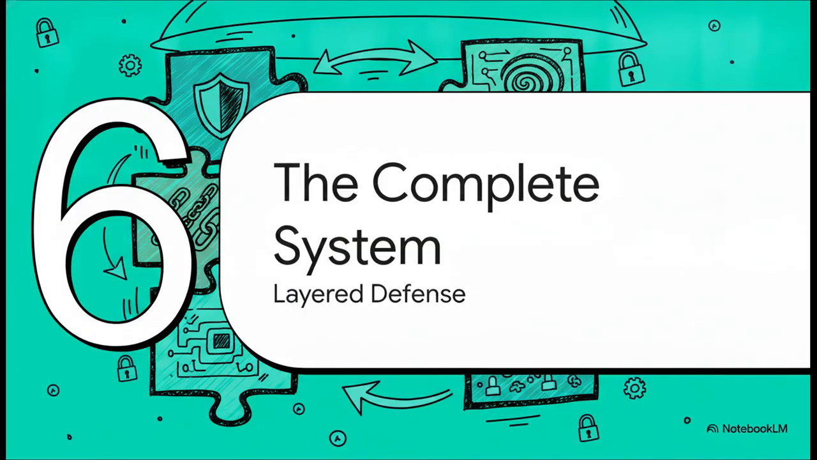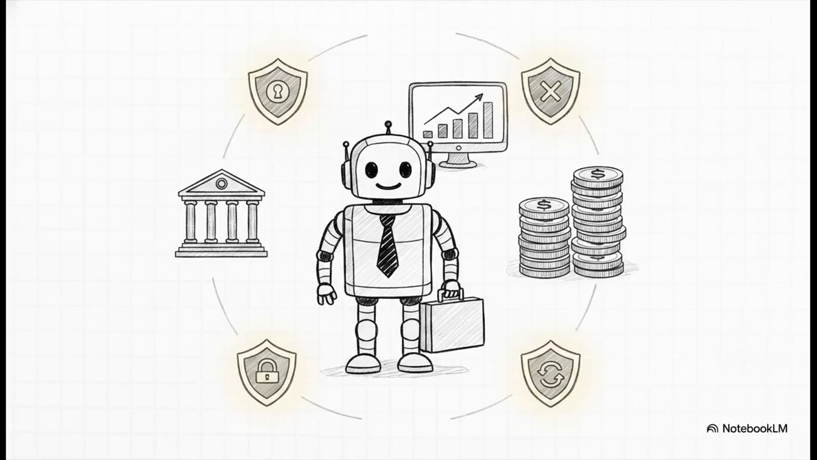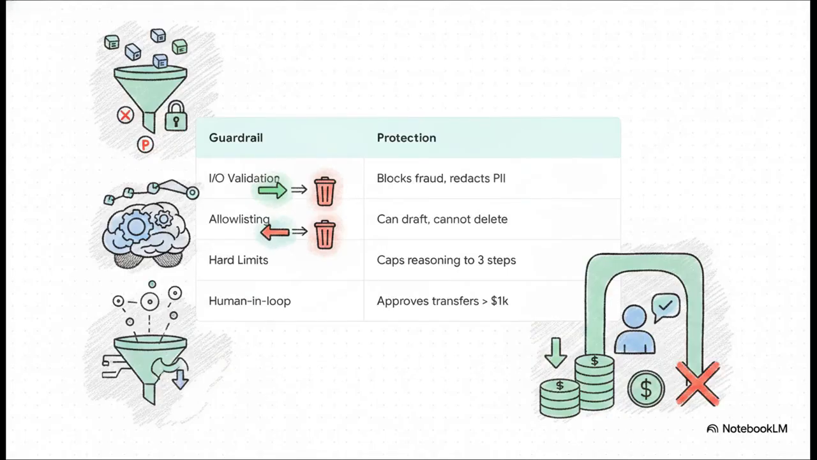All right, Section 6. Let's put all these puzzle pieces together to see the complete guardrail system in action. Let's walk through a worked example. Imagine we are building a hypothetical, generic financial transfer agent. This thing has real tool access to accounting software and live bank APIs. So, how do we keep it safe using our 4 layers? Well, here's the defense in depth.